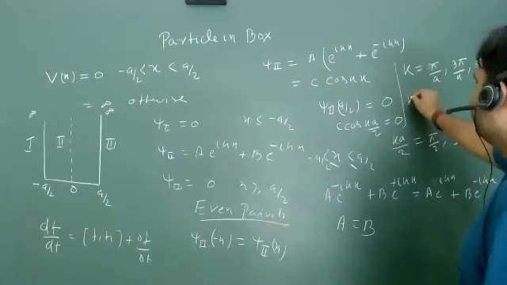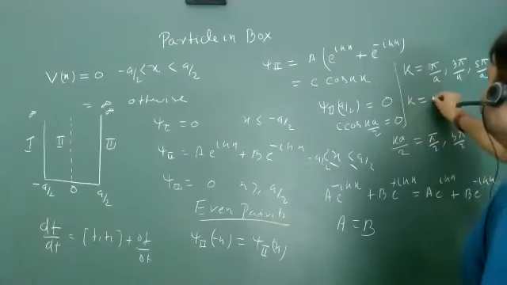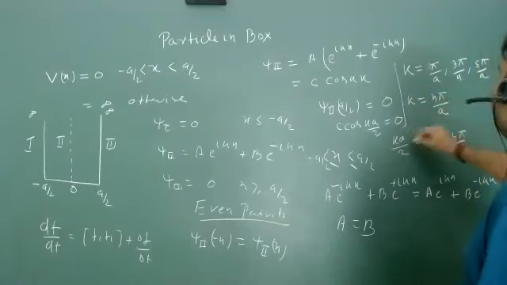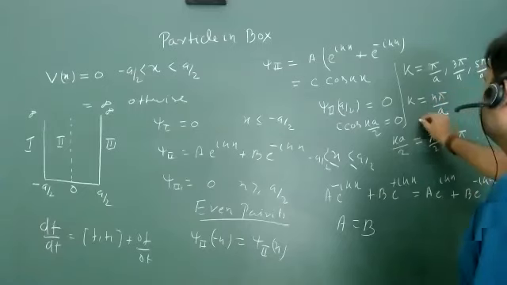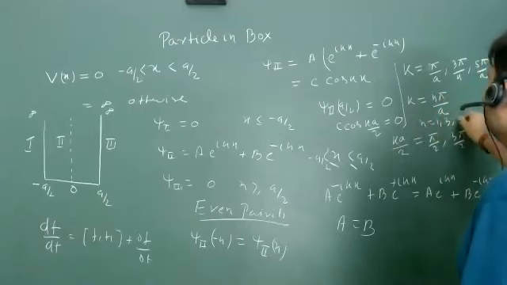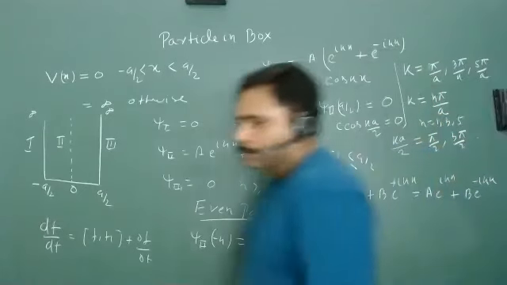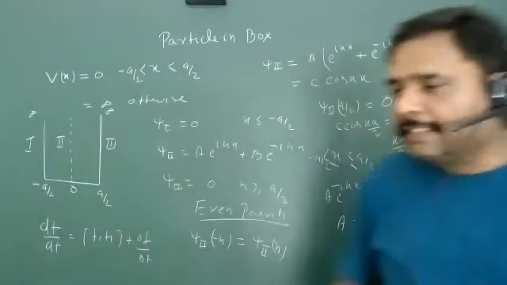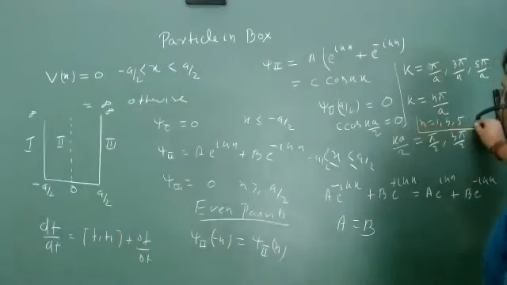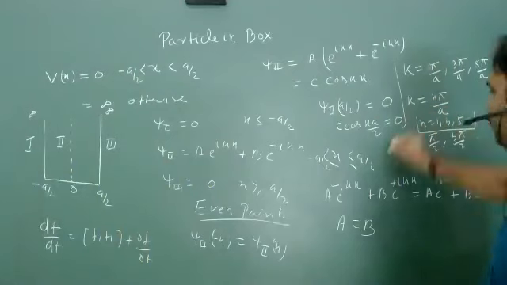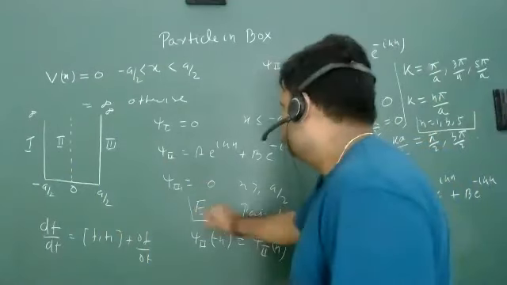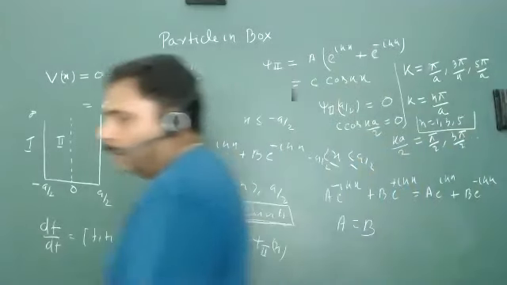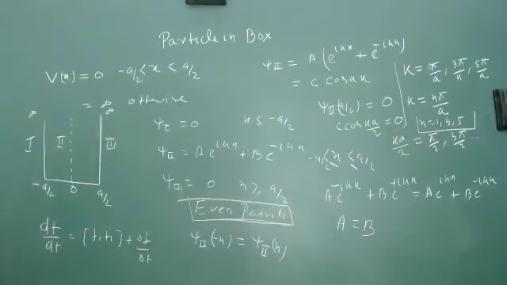So I can write the value of k can be n pi by a, and that n can be written as 1, 3, 5, and so on. So you can make a conclusion. Please try to remember it. If the value of n is odd, then parity is even.